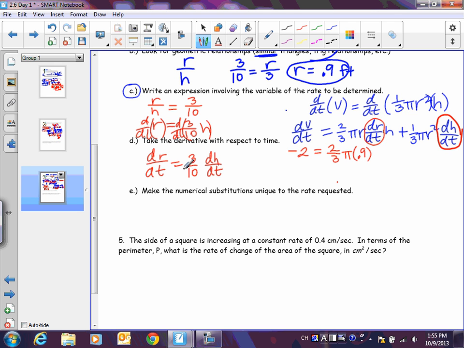Okay, so I don't have a number for dr over dt, but I do have an expression that I'm going to plug in. It's going to work because I don't know dh over dt, but I am looking to find it, so I'm at least getting closer to my answer. Okay, so I'm going to plug that in right here. And are y'all okay if I use 0.3 here? Yes. All right. It just takes up a little bit less space.